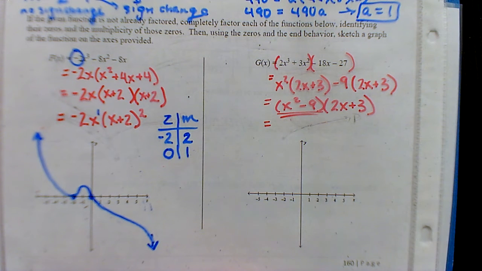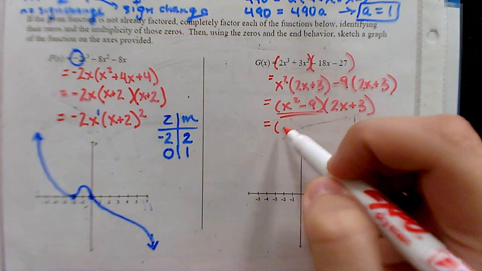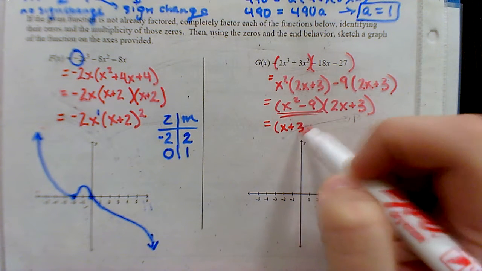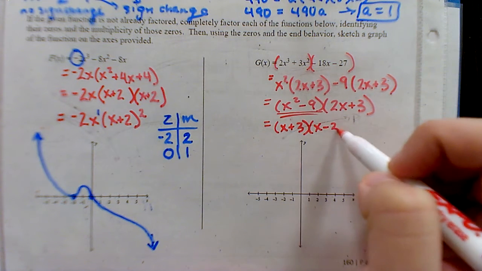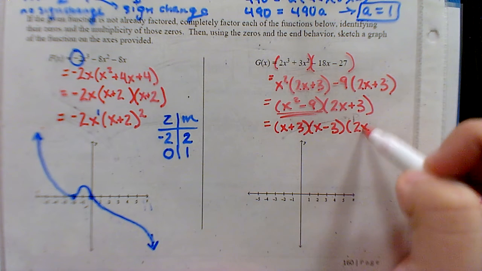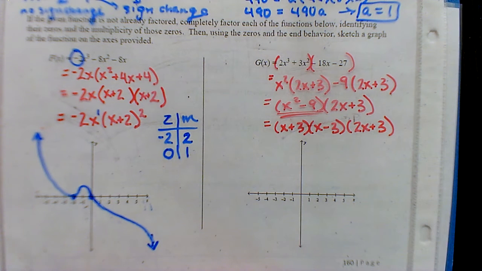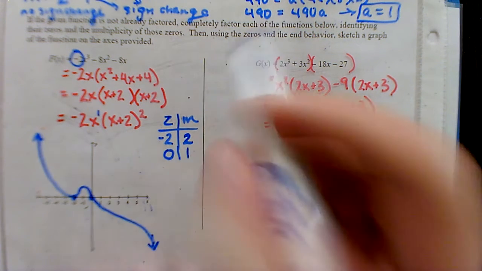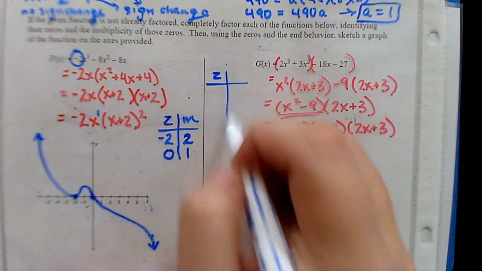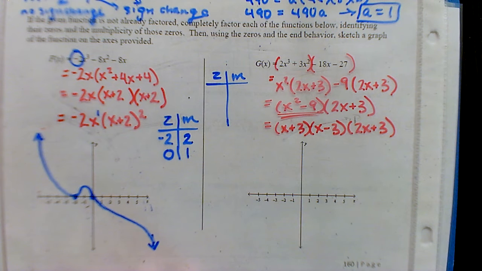We can keep going. Alright, so even though we're done with grouping, we can still use another technique. We have a difference of perfect squares. So we need an x plus 3 and an x minus 3. Looks good. So based off those factors, let's go ahead and identify the zeros, x-intercepts, and their multiplicities.